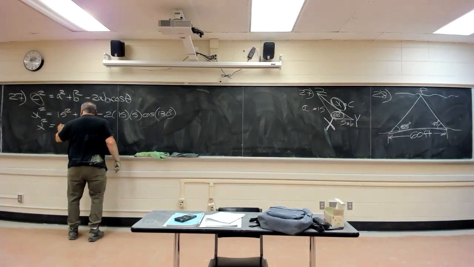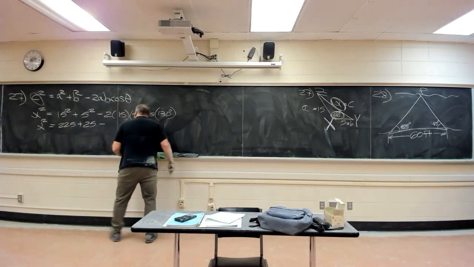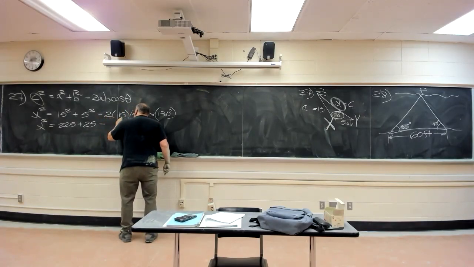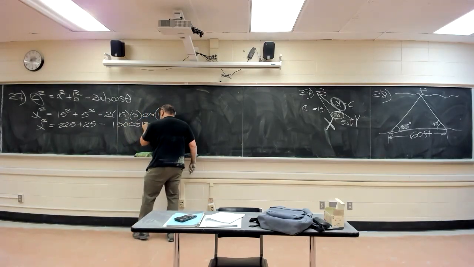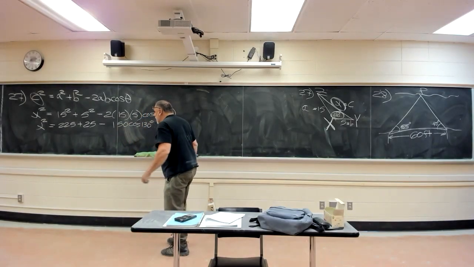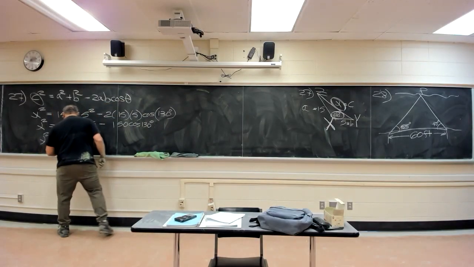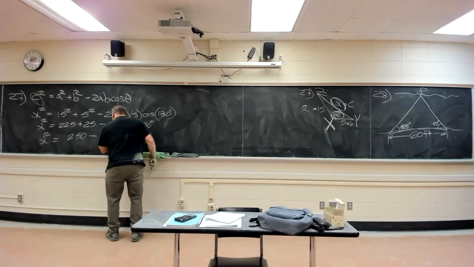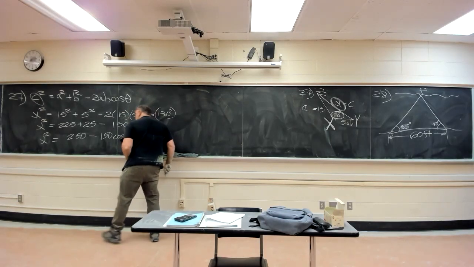What do we got? We got 225. We got 25. We got this times these two multiplied together, right? You can do this a whole bunch of ways. Here's a minus. We took care of the minus. 2 times 15 is 30. 30 times 5 is 150. Times cosine 130 degrees. Well, it's a little bit of a long song and dance. But at this point, this is 250. This is 150 cosine 130 degrees.